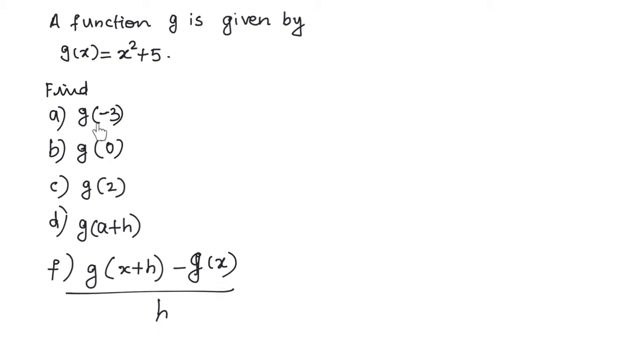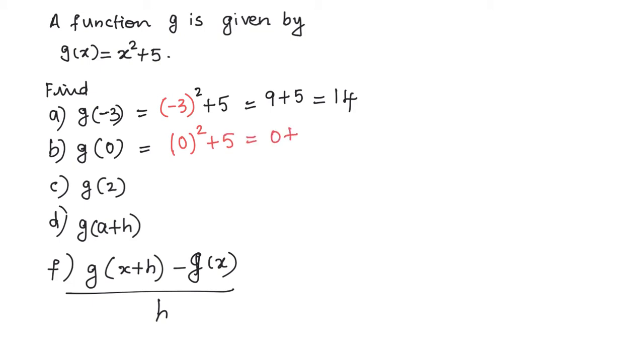So let's look at the first question, g of negative 3. Instead of this x we have negative 3, so replace this x with negative 3 and evaluate. Negative 3 times negative 3 is 9 plus 5, that is equal to 14. G of 0, so replace that x with 0. So 0 whole square plus 5, that is 0 plus 5, that is equal to 5.